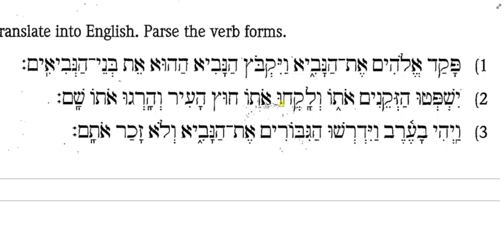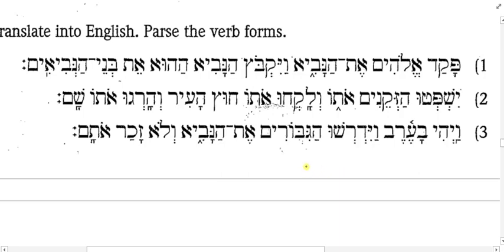So, here's what I'm going to do. I'm going to read this out loud, and you just sort of read it under your breath here if you want, and just to see if you can vocalize this the same way I do. Ready? Yishpatu ha-zekenim oto v'lakchu oto chutz ha'ir v'haragu oto sham.